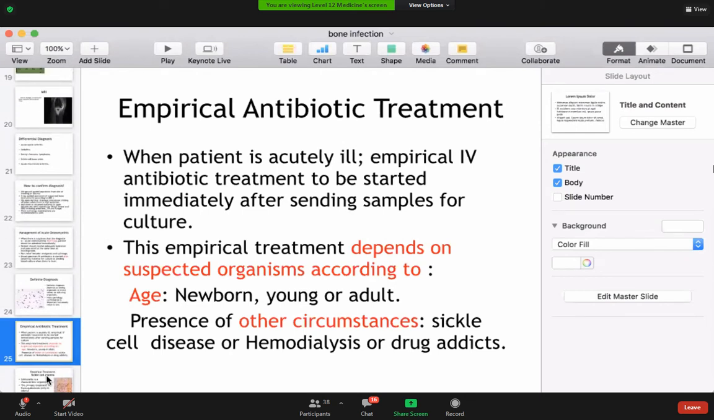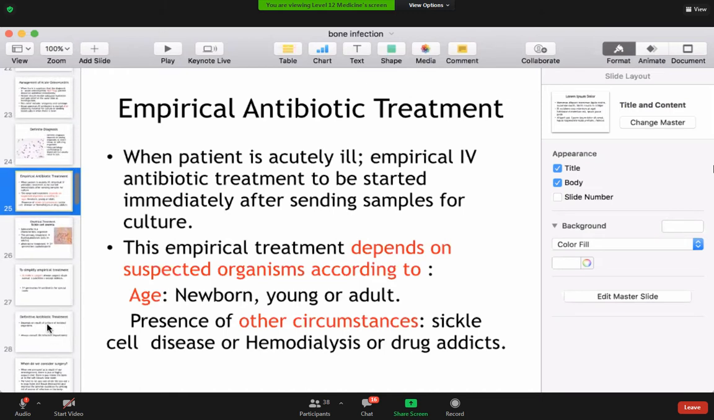Empirical antibiotics should be started as soon as the patient is diagnosed and the cultures or the samples are taken. This empirical treatment depends on the suspected organism according to age and other circumstances. So usually this can happen in newborns, young or adult patients. Also, the presence of other circumstances like sickle cell disease or hemodialysis or drug addiction can influence the choice of antibiotics.